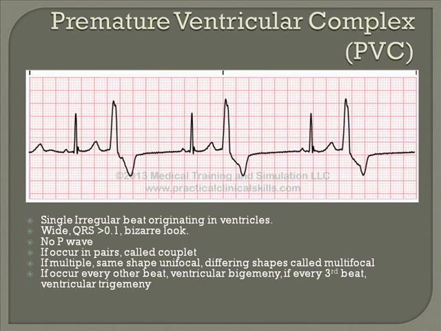We also want to define the shape of it. Now you'll notice in this strip that all 3 of these PVCs look essentially the same. Because they look the same, they're probably all coming from the same part of the ventricles. So we would call this unifocal PVCs. If they were differing shapes, we would call it multifocal, because the differing shapes would tell us that it was coming from different parts of the ventricles.